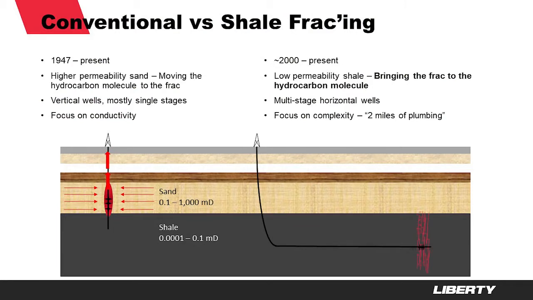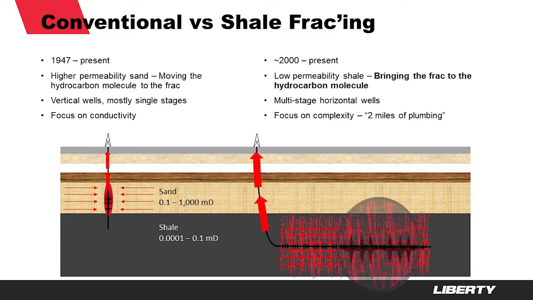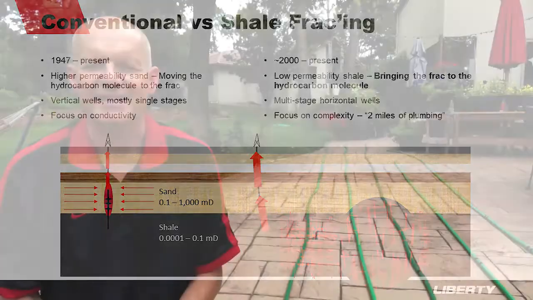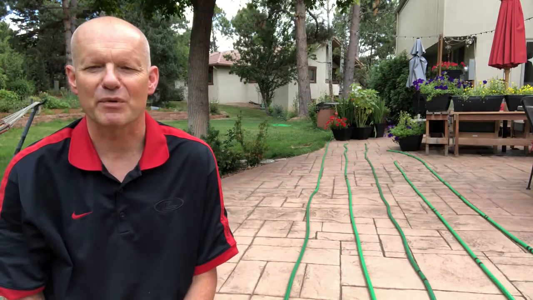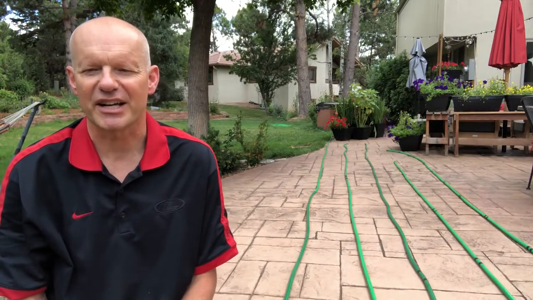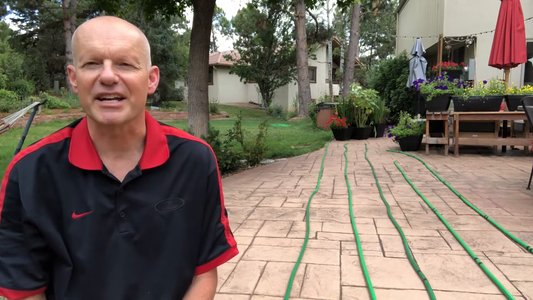Shale's challenge is its extreme low permeability. Commercial success and production hinges on creating fracture intensity, or bringing the frac to the oil and gas molecule in the reservoir. In this video, I want to illustrate our industry's transition over the last decade to create that frac intensity in the best economic way by gradually changing horizontal well and staging design.